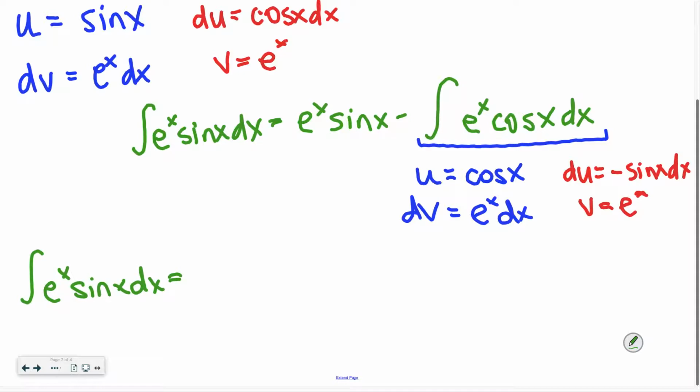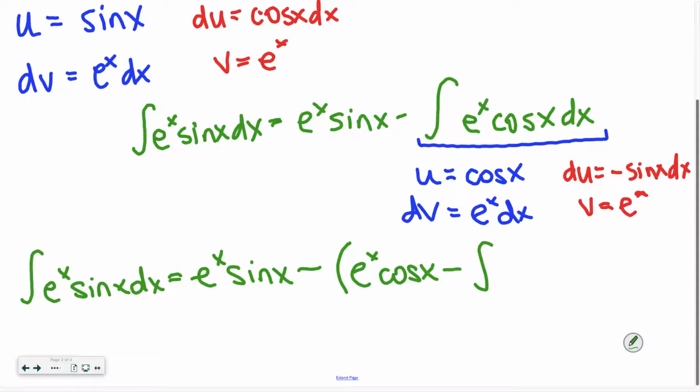Okay, so we have e to the x sine of x minus the quantity. This that I underlined in blue becomes u times v minus the integral of v du.